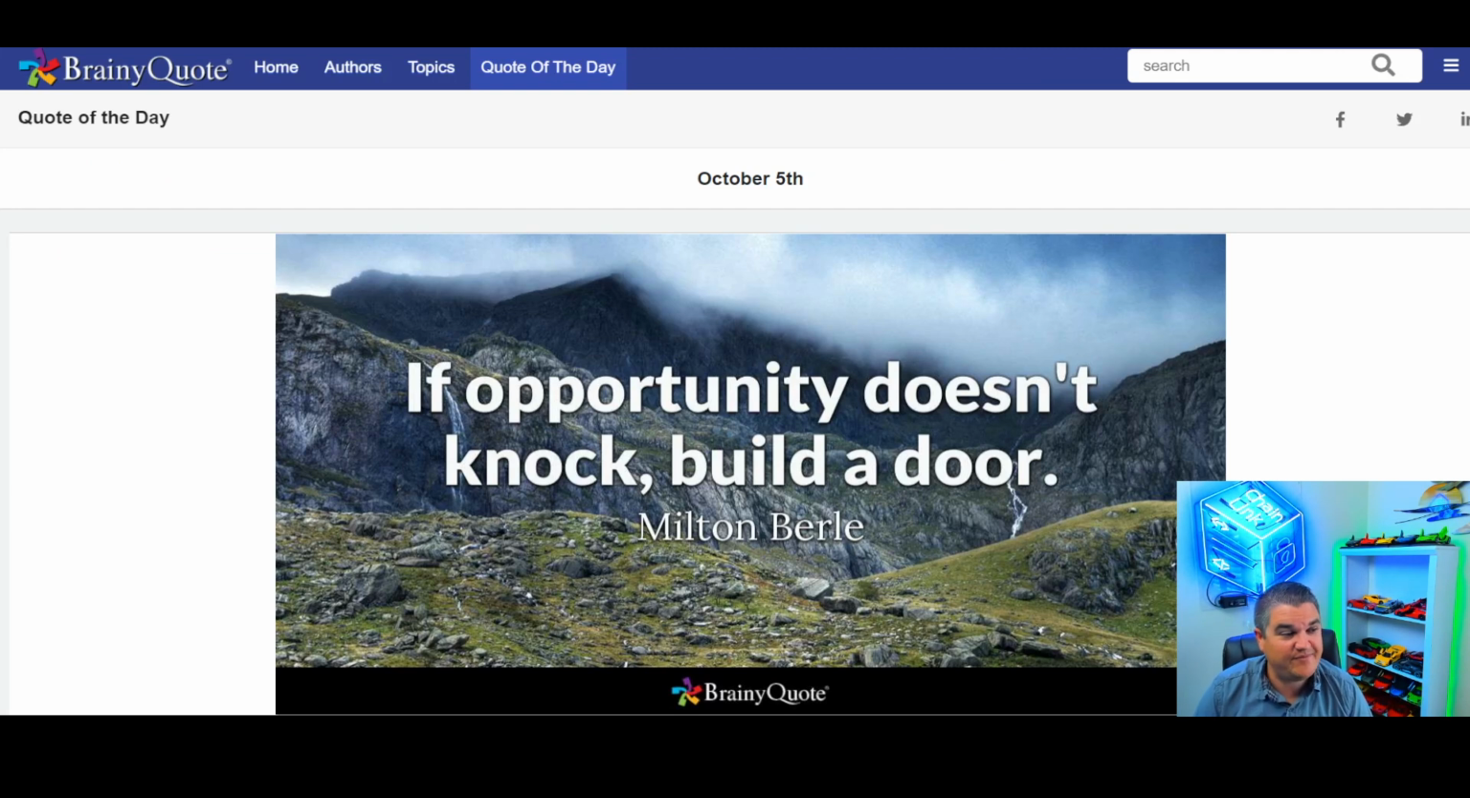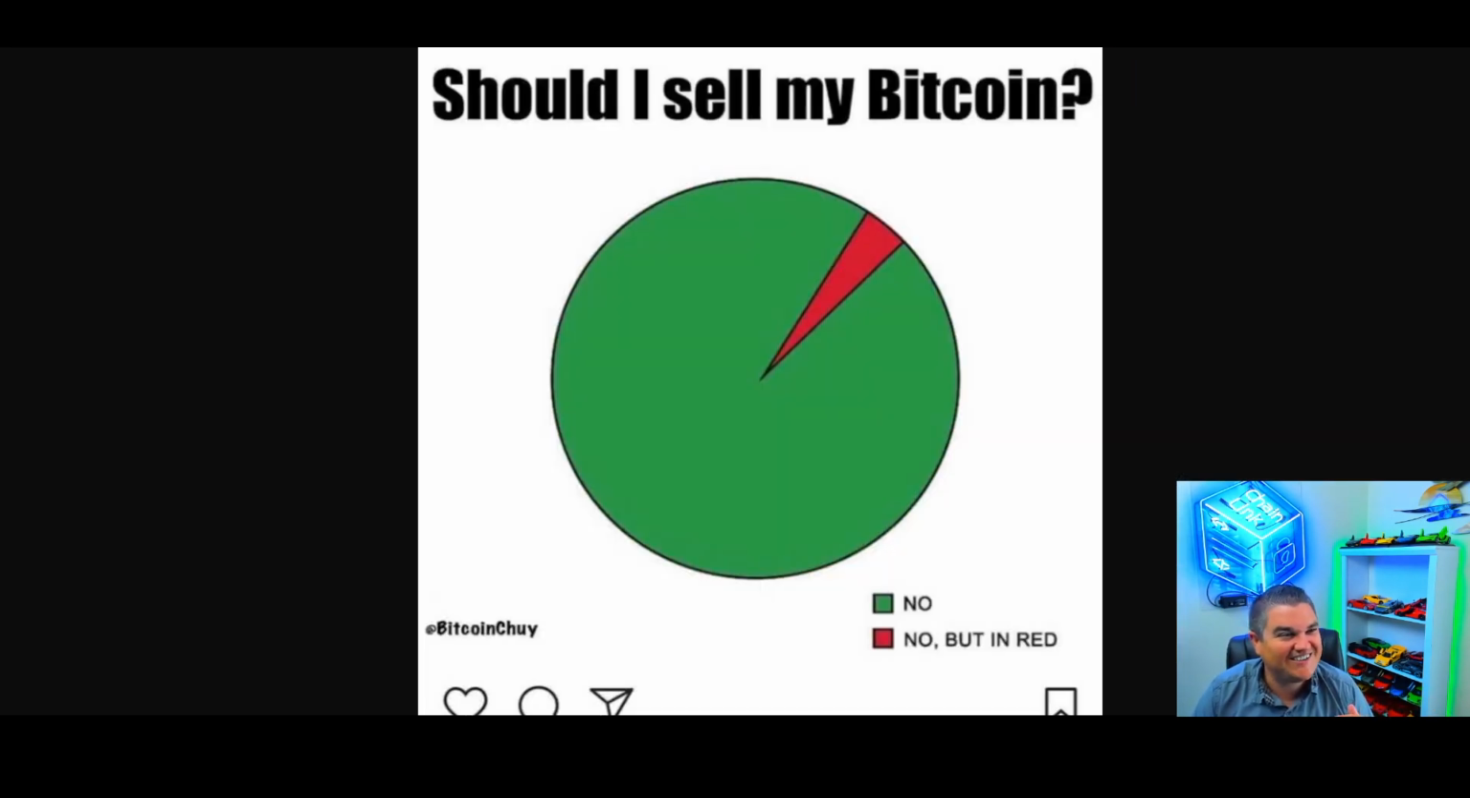Okay, quote of the day. If opportunity doesn't knock, build a door. So to me, I interpret that as, not everything's always going to be handed to you or present itself. You might have to go out and do something to make it happen, right? So that is that story to me. What do you interpret that, if it's different than that? I doubt it.